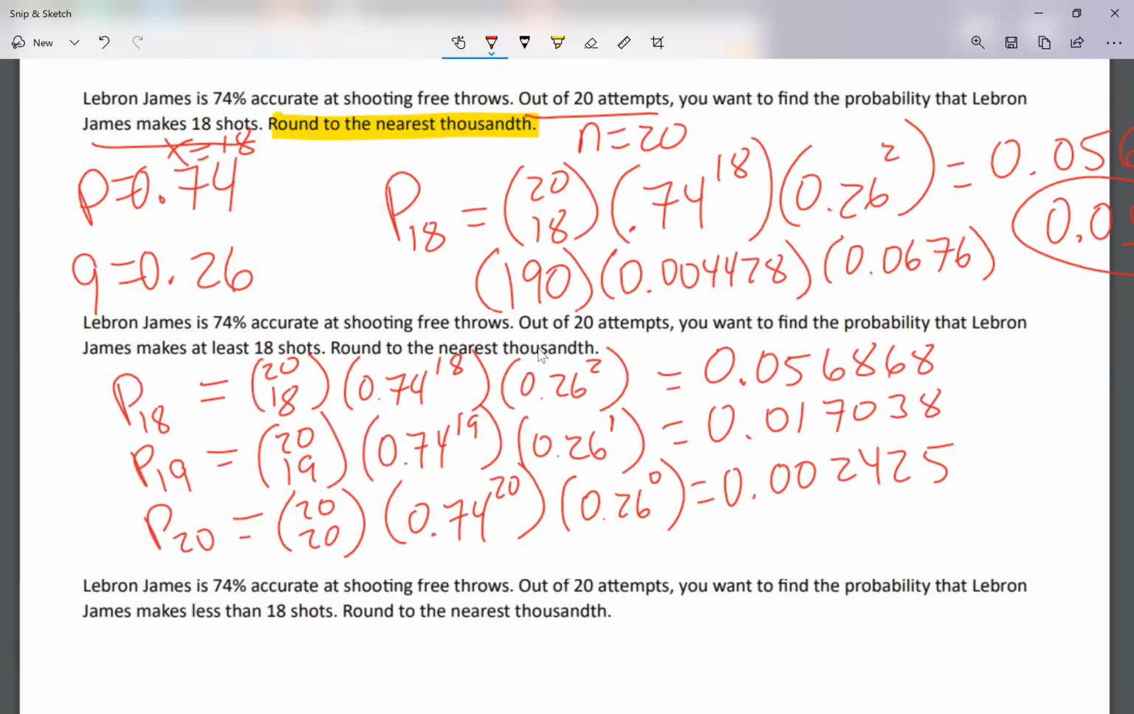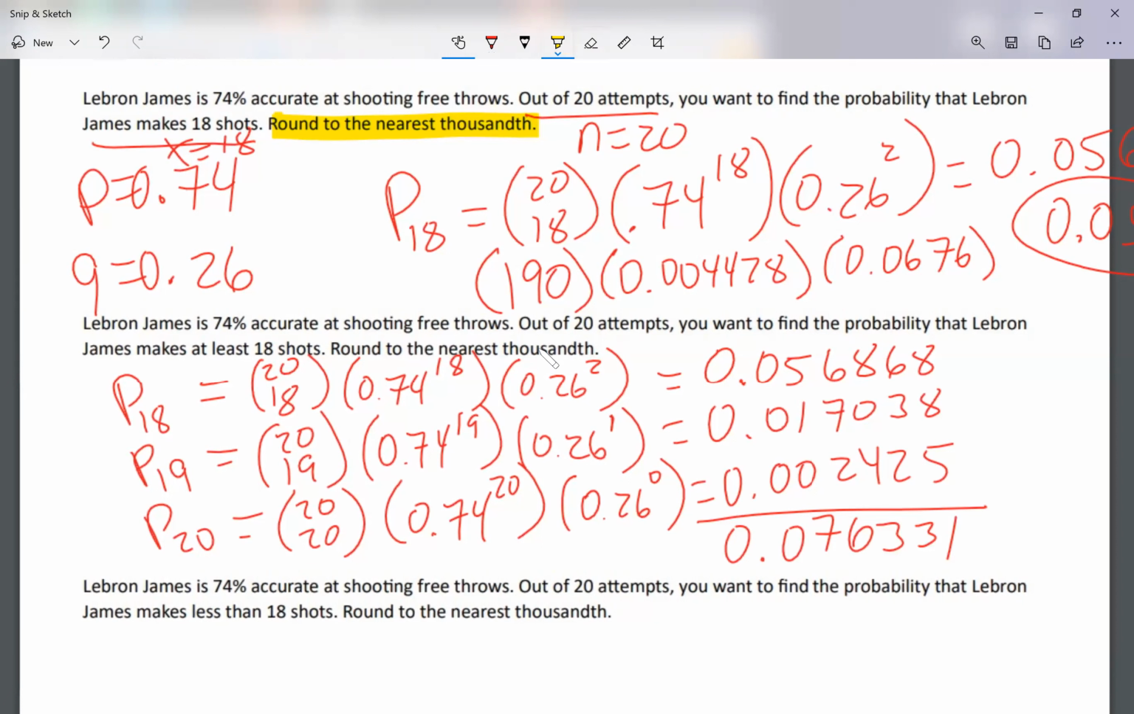Notice how I had to get the probability that he makes 18 shots, the probability that he makes 19 shots, the probability that he makes 20 shots, and then I'm just going to add them all up. I happen to have 0.076331. I highly, highly recommend you do the work that I just showed you here. Do it at the side. You will see how I got my numbers.